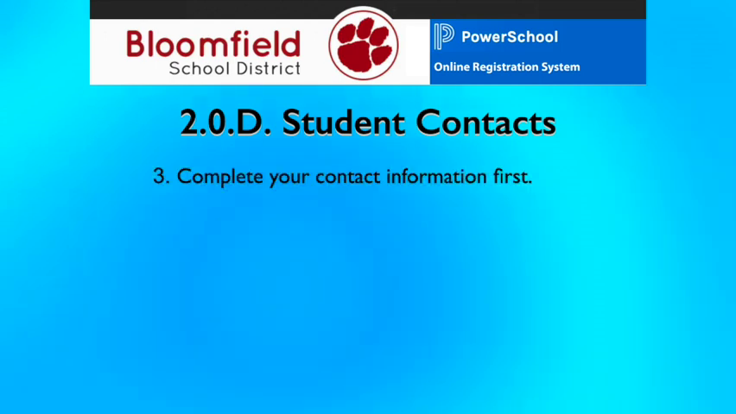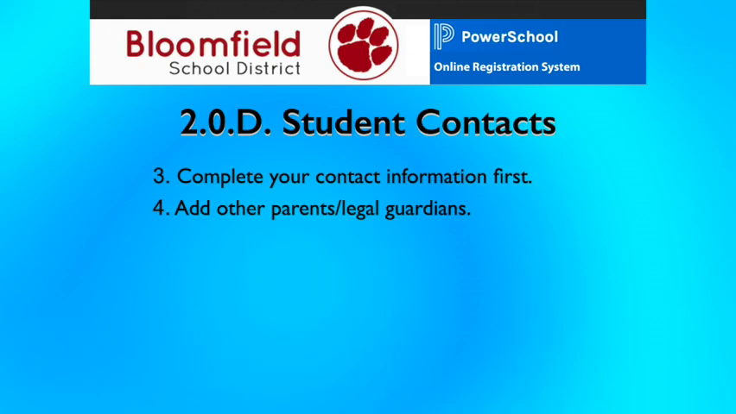When you first open the form, there will already be a contact created for you or whoever completed the registration request. Click on the button and complete the information. The button may appear as a pencil or possibly just 3 dots. Answer no for emergency contact. If there is another parent or legal guardian who also lives with the student, click Add to add that person and complete all of the required information. Again, answer no for emergency contact.